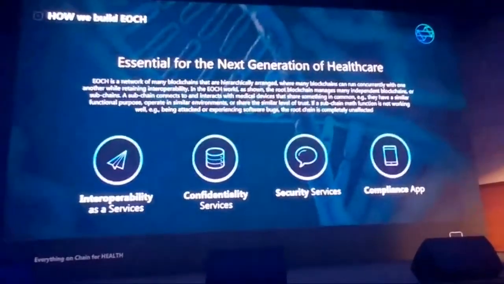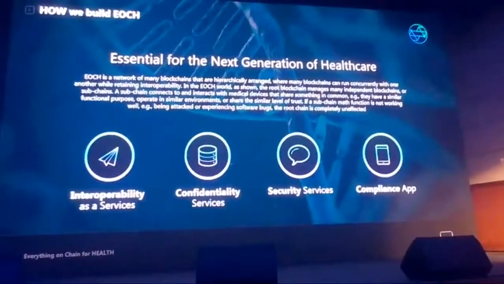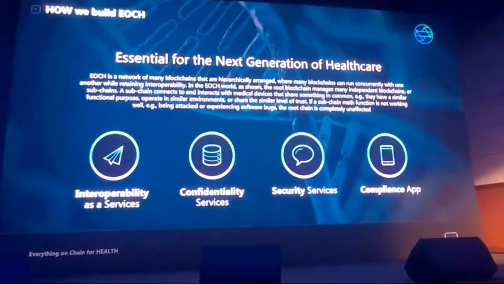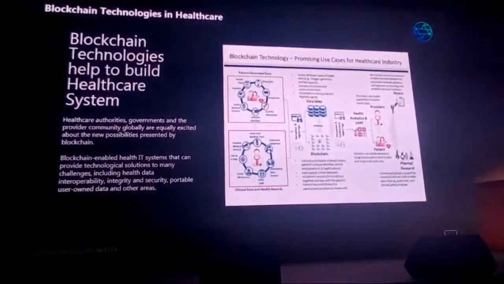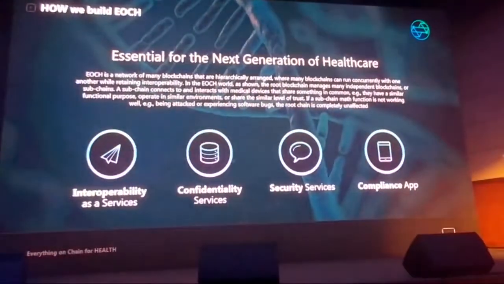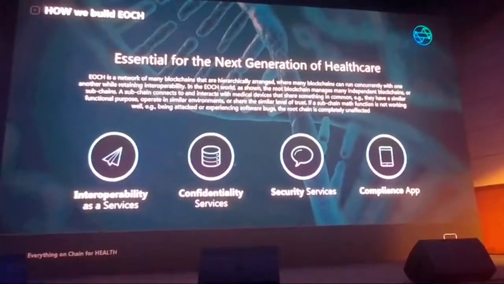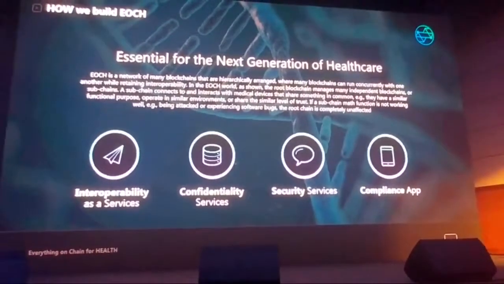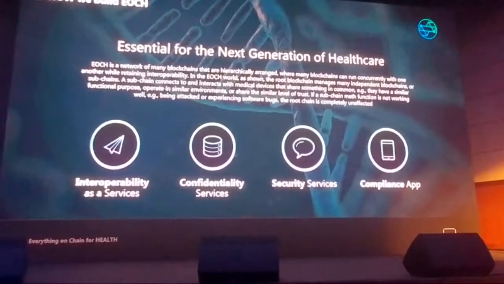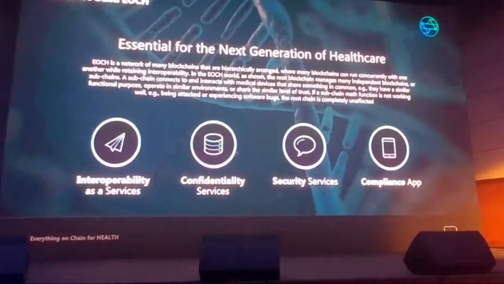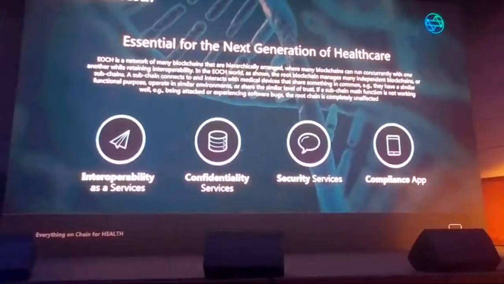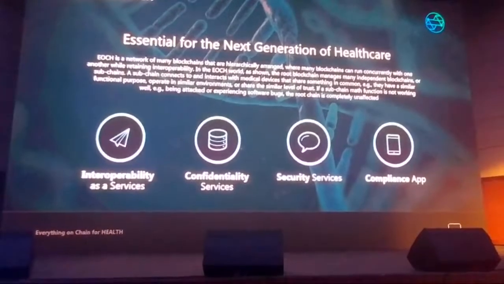All right. So how are we going to build this Eoch? As you will see, this is a network of many blockchains that are hierarchically arranged, where many blockchains can run concurrently. So this is the beauty of the blockchain.